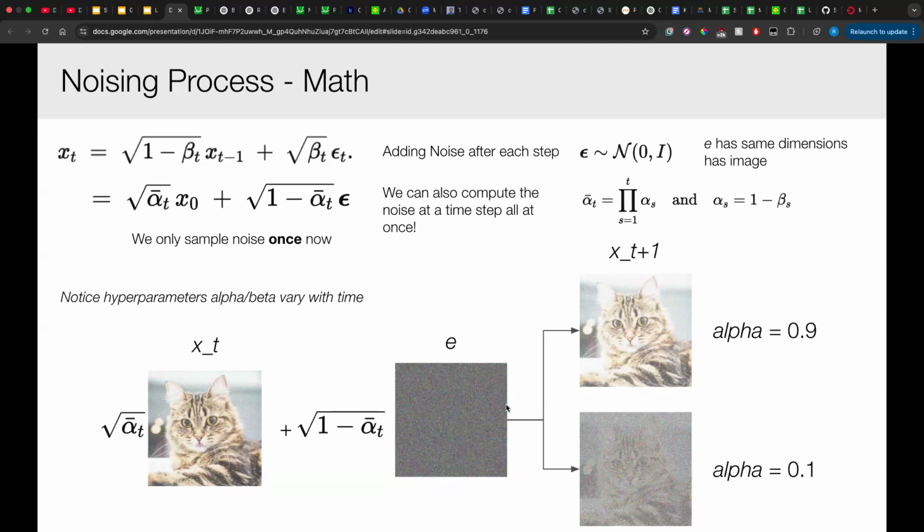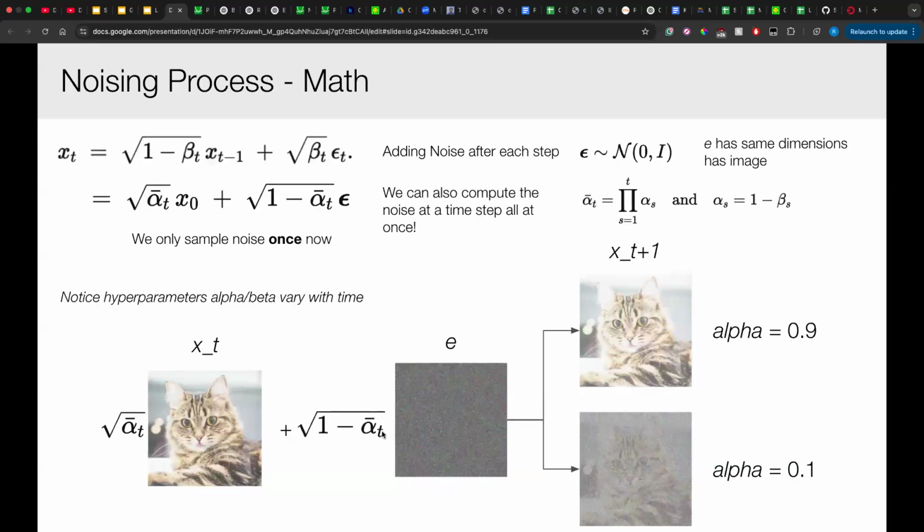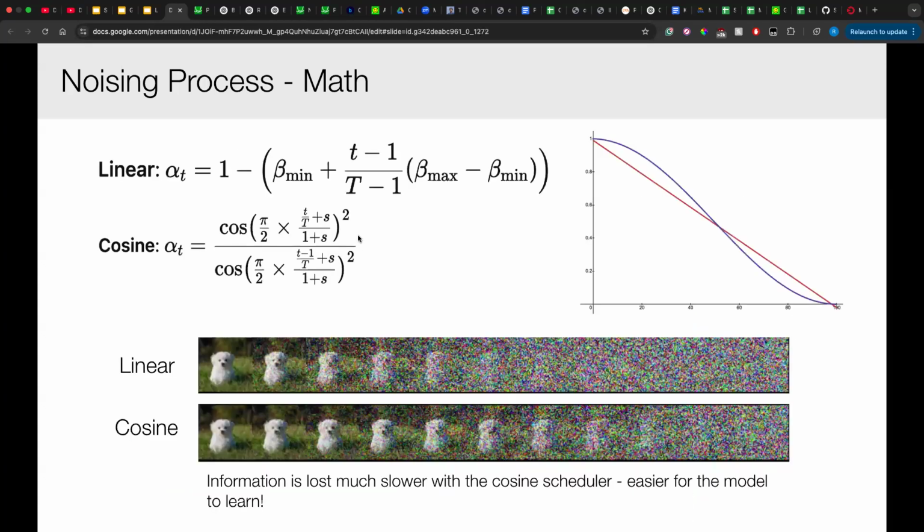I already went over this example: if you have a very high alpha for a given time step, then you retain more of your image, less of its noise. If you have a very low alpha, then you lose most of your image in a single step. Again, we oftentimes don't have an alpha this drastic. As I was saying earlier, our alphas are numbered, so alpha is dependent on time. We're not using the same alpha for every time step. We can either have a linear schedule or a cosine schedule. I know these formulas are kind of hairy, so you can just look at their values on this right-hand side.